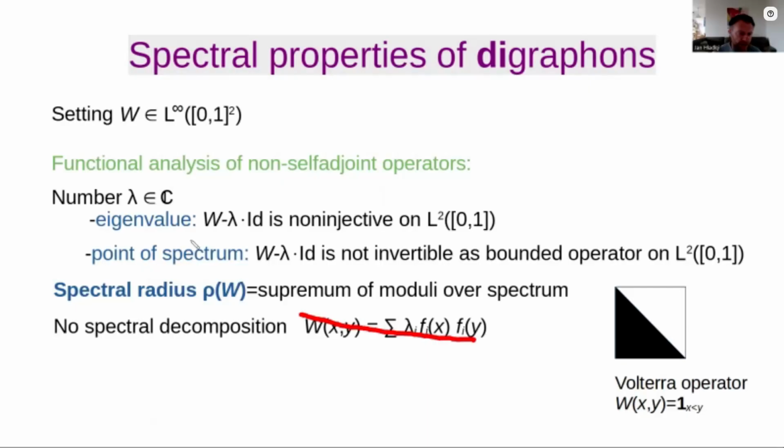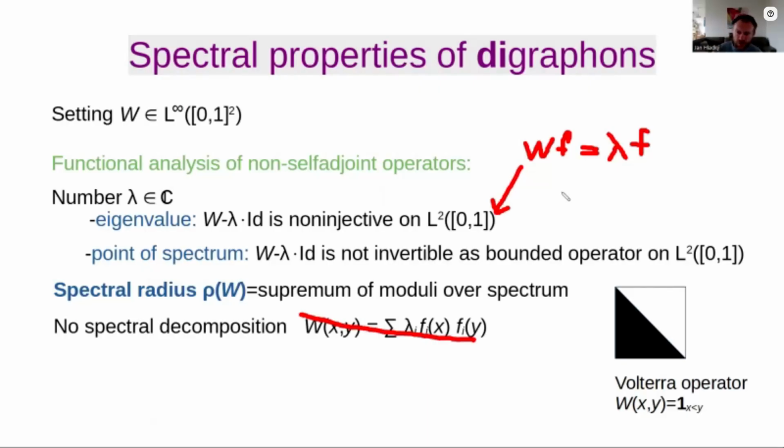Okay, so the definition: lambda is an eigenvalue if W minus lambda times the identity is non-injective. It happens to be the same. That's just a convenient reformulation of this property we are used to as a defining property of eigenvalues, for non-trivial f.